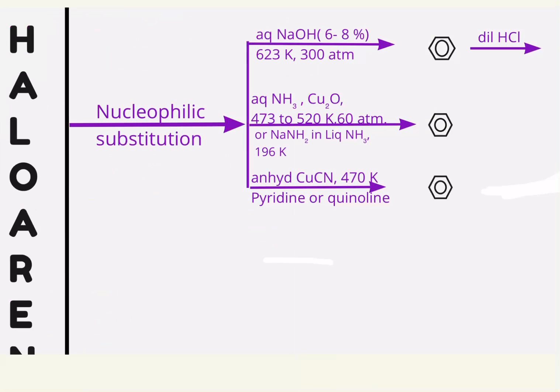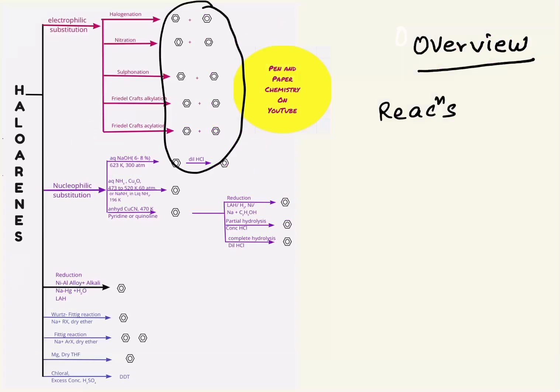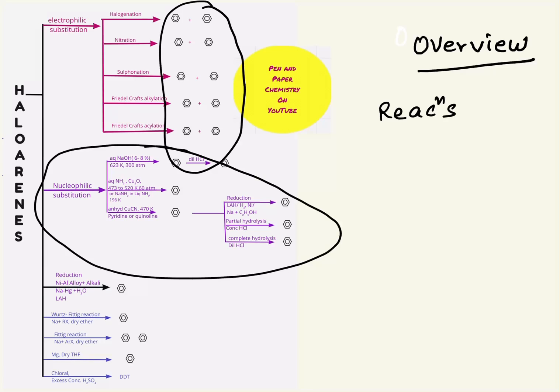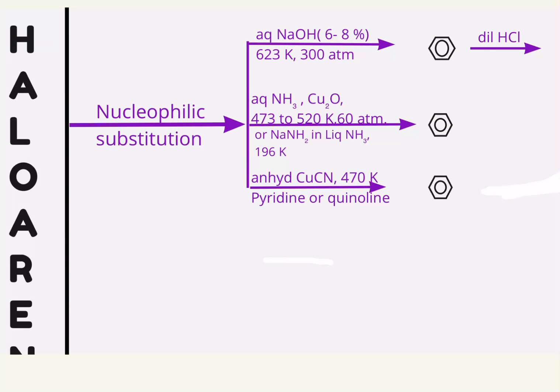What are we going to do today? The nucleophilic substitution reactions of haloarenes. This is the part where we are going to talk about this set of reactions. 3 nucleophilic substitution reactions we are going to talk about. And if you notice, in each of these reactions, the conditions are quite strong.